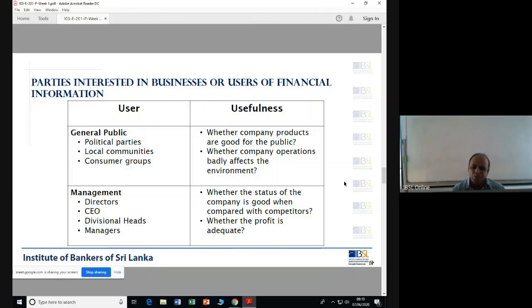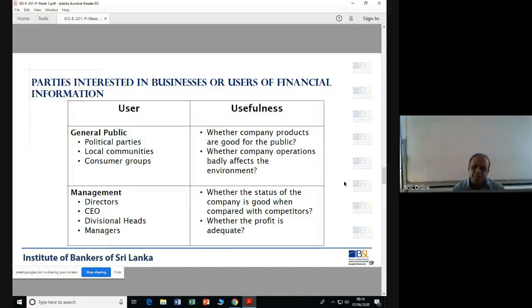So now we need to know why these people, the management, need this financial information. Starting with, we can say whether the status of the company is good when compared with competitors. It is very important for the directors and the management team to know their level of performance in terms of comparing it with their competitors, because today the market is such that there is a huge competition.